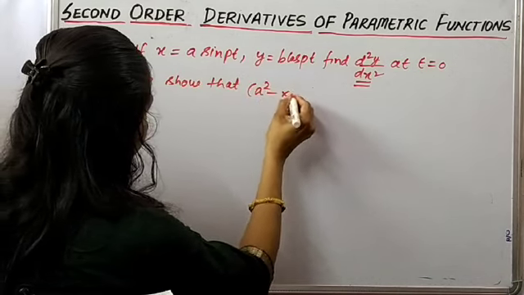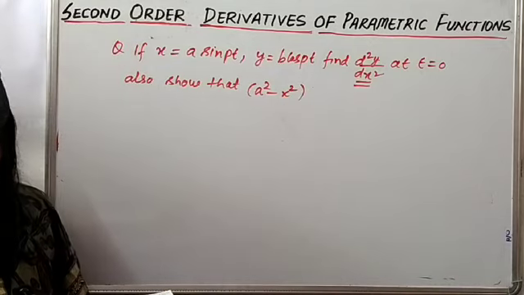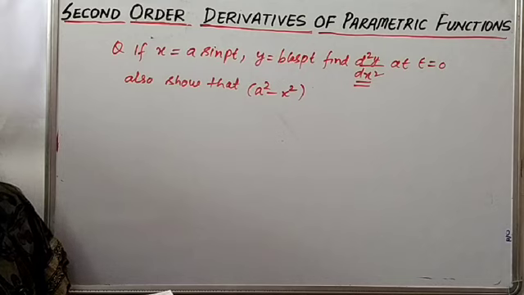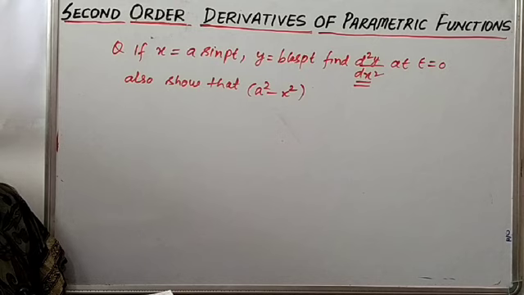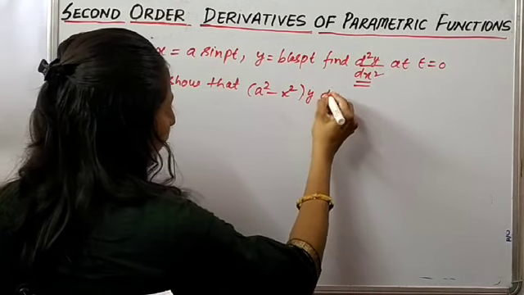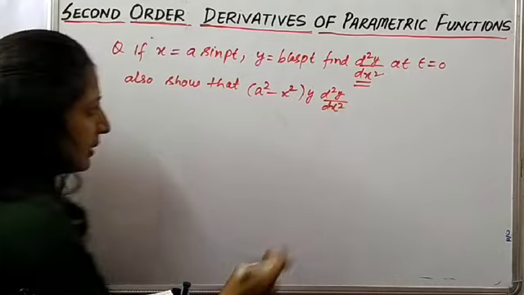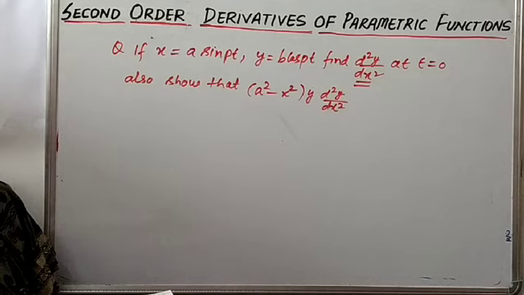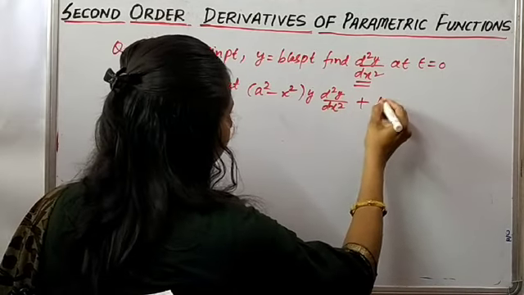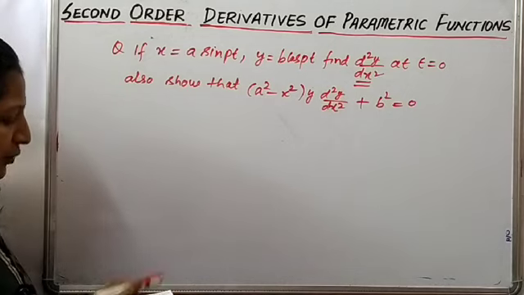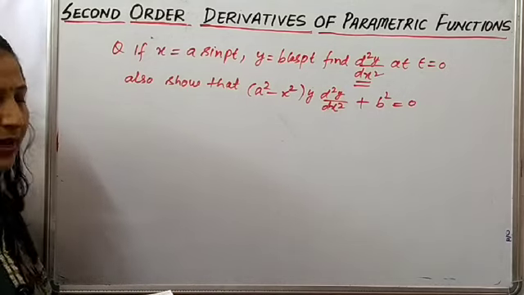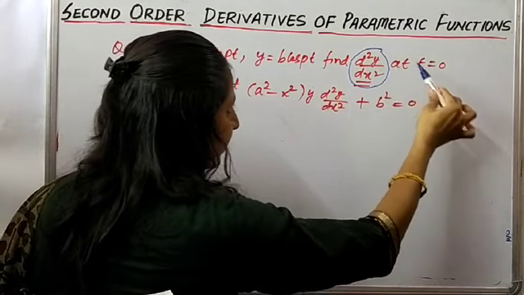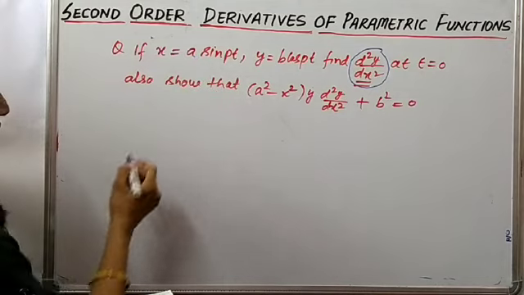a square minus x square into y into d2y upon dx square plus b square is equal to 0. Okay, so first of all we will find the second order derivative. Okay, and then in place of t we will put 0, and then we will get the second order derivative at t is equal to 0. Okay, so let us start our question.